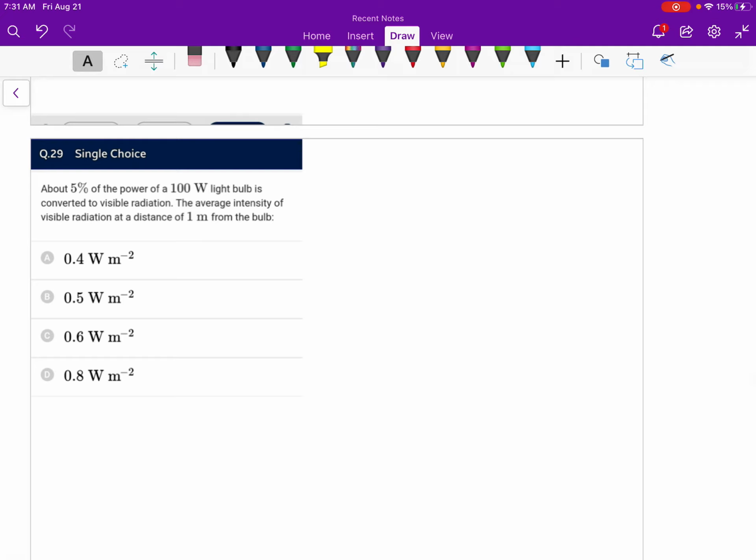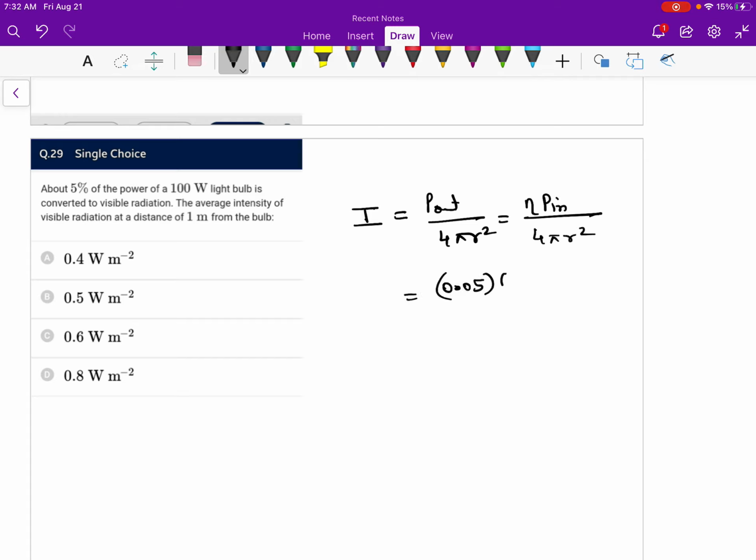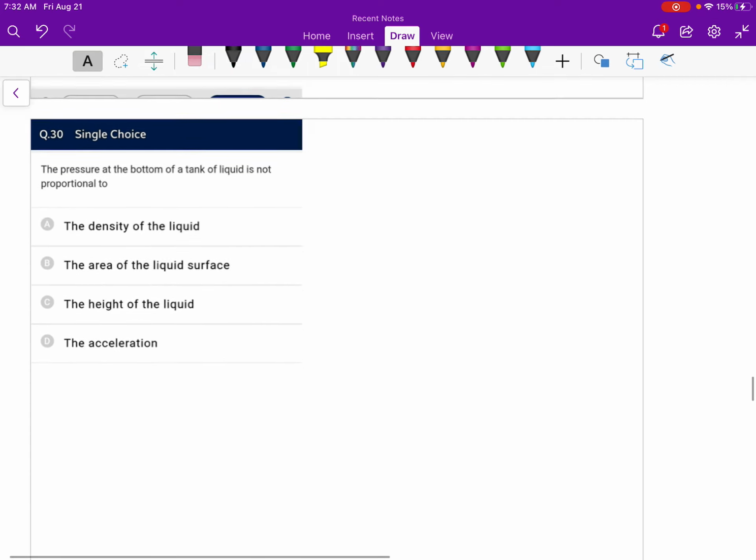About 5% of the power of a 100 watt light bulb is converted to visible radiation. The average intensity at a distance of 1 meter. So intensity is P output upon 4 pi r square. P output is eta times P input upon 4 pi r square. So eta is 0.05, P input is 100 upon 4 pi into 1 square. So this is 5 by 4 pi, that is 1.25 upon pi. So that is 0.4 something. So A is the correct option.